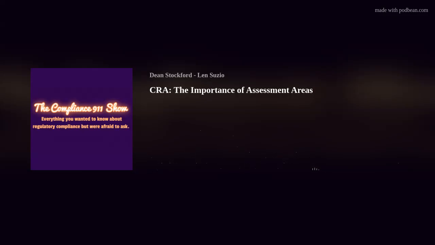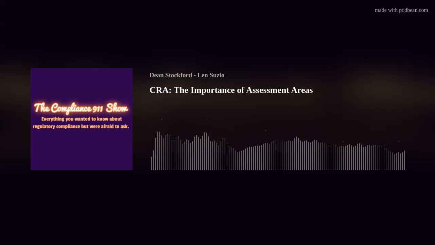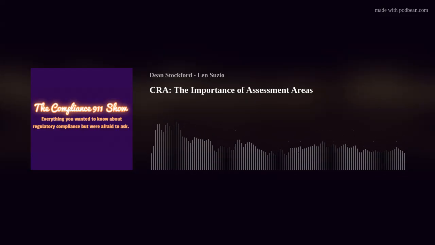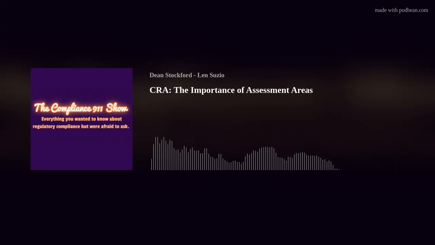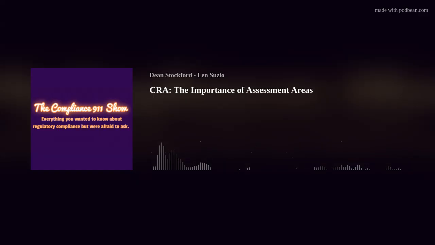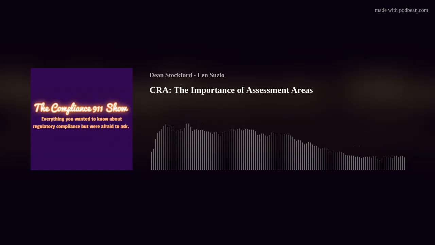Okay, Len. So it looks like there are specific requirements and, of course, limitations, but the phrase, quote, reasonably can be expected to serve, appears to give banks quite a bit of latitude. Can you expand? Oh, yes, Dean, you are correct. And that's an opportunity for a bank to designate a realistic assessment area.